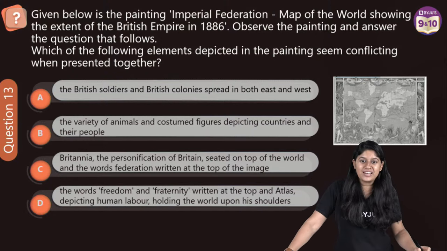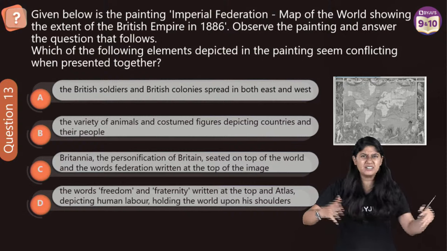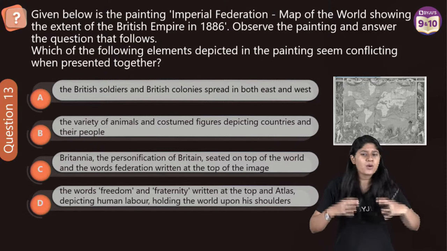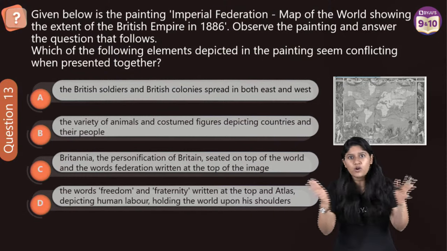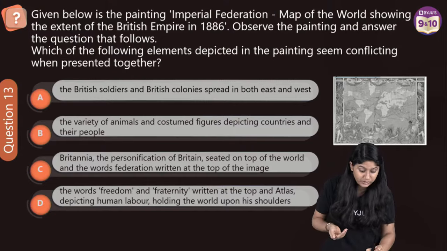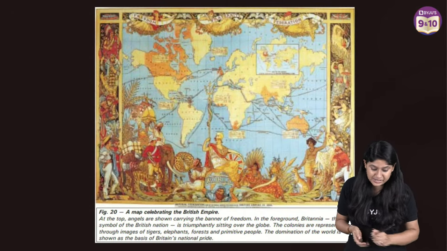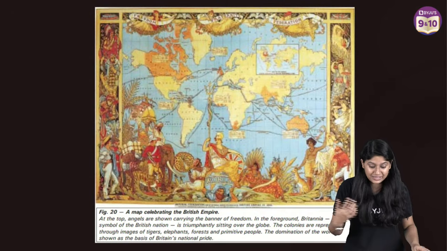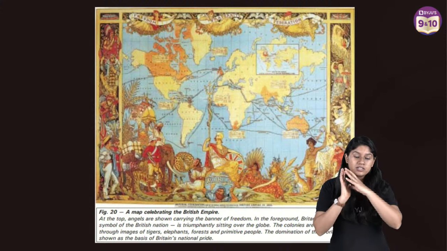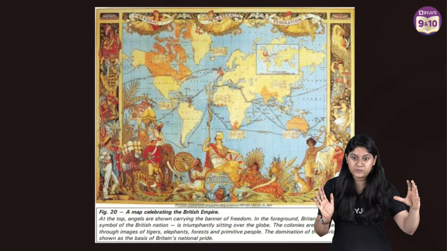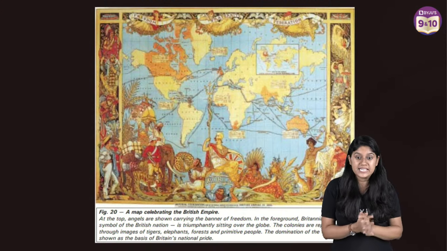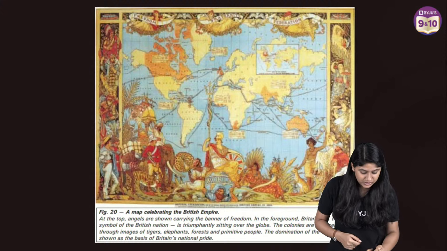Yes, everyone, very good. The freedom and the fraternity, absolutely correct. It's a conflict, right? They are showing that we have freedom and fraternity. There's a brotherhood. We are together. There's a freedom of all the people. But in contrast to that, we can clearly see a man over here, a laborer actually. It clearly shows a sign of slavery. So it was a conflict. Very good, everyone. So the correct answer over here is option D.